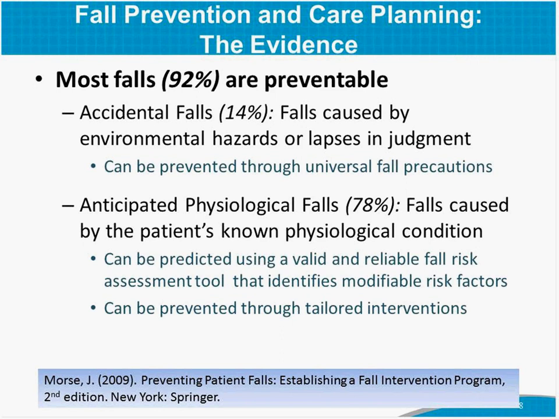And then we have anticipated physiological falls. That accounts for about 78% of preventable falls. And these are falls that are caused by the patient's known physiological condition. And these are the falls that we assess for when we do a fall risk assessment. They can be predicted using a valid and reliable fall risk assessment tool like the Morse Fall Scale, like the Stratify, that identifies modifiable risk factors. And then also to prevent falls, based on those modifiable risk factors, we need to implement interventions, and they should be tailored to patient-specific areas of risk.